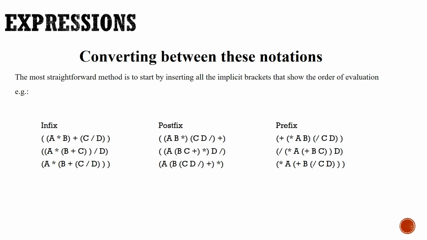Fine. Let us take the last example. How to do the conversion? C divided by D. So what to write? CD slash. Added with B. Then this is one term. So now it is B plus. Then multiplied with A, at the beginning, star at the end. Fine. So if we use the parenthesis, then the conversion of the expressions will be easy.